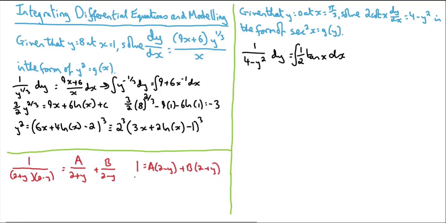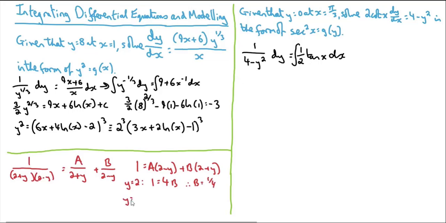At this stage, you substitute in y values that would get rid of either of the brackets. So if we do y equals 2 first, 1 stays the same because it's not related to y. 2 minus 2 will become 0, so the a term disappears. So we're just left with 2 and 2, which is 4, 4b. Therefore, b is going to equal a quarter if you divide that 4 over.